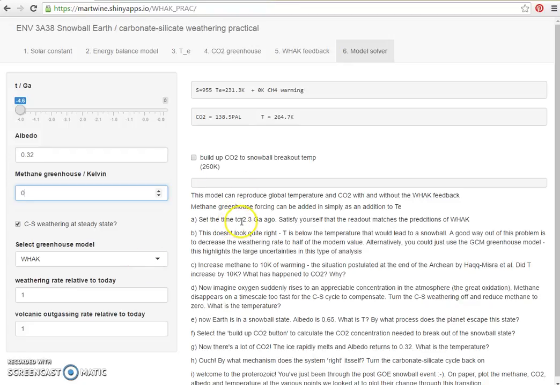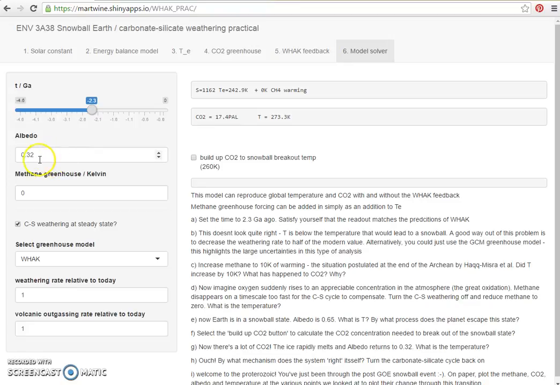So, part B points out that this doesn't look quite right. At 2.3 billion years ago, we know that the Earth was in a habitable state, and yet the temperature here is below or very close to that which would lead to a snowball.